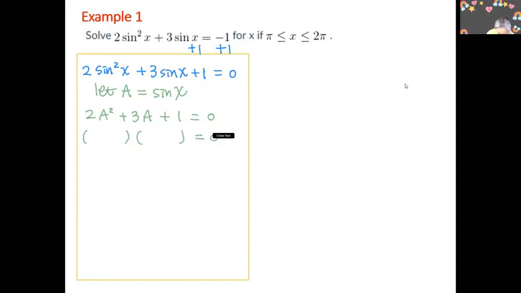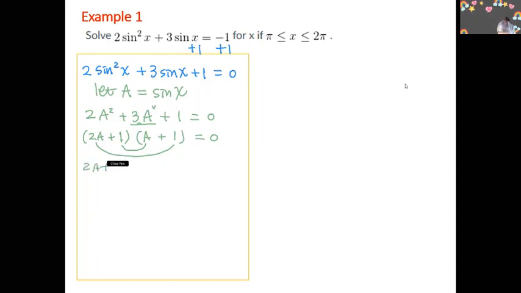Then we can factor this next step. The factors of 2a squared are 2a and a. And factors of the last term, 1, are 1 and 1. Then I can already see it's simply plus 1 and plus 1. How do we know? We can check, 1a and 2a definitely makes 3a. So it's checked.